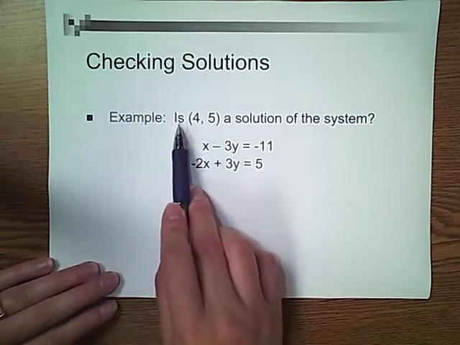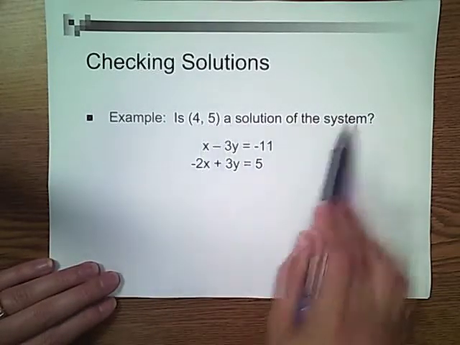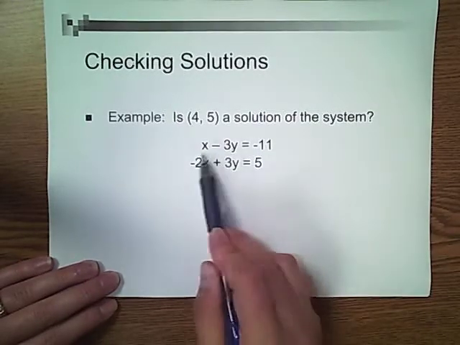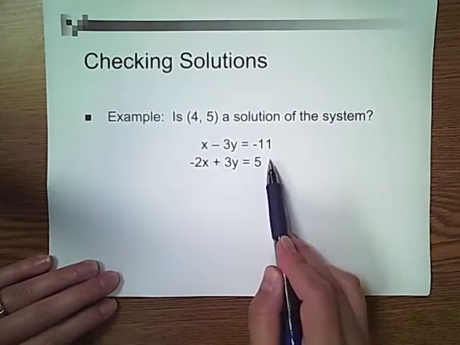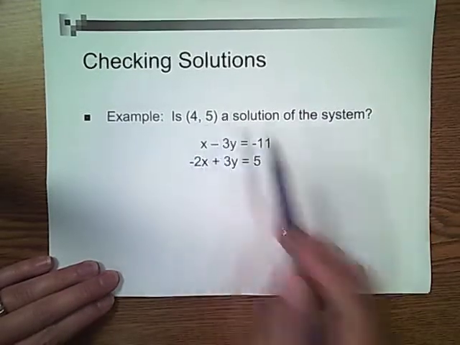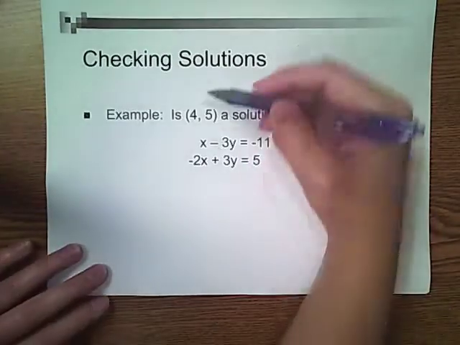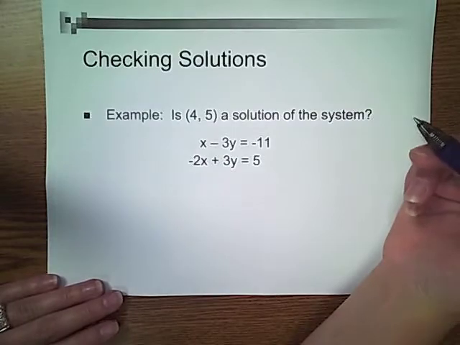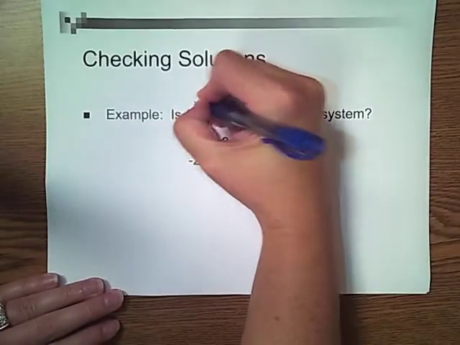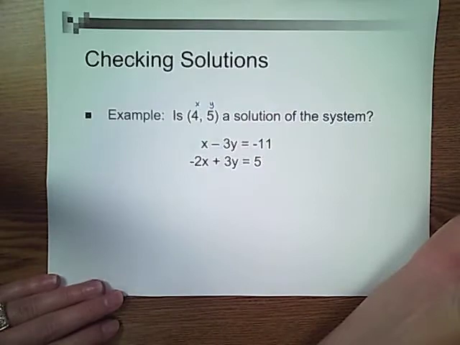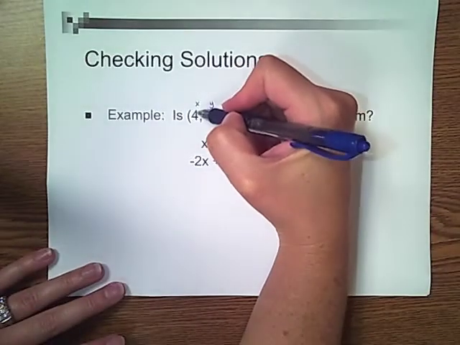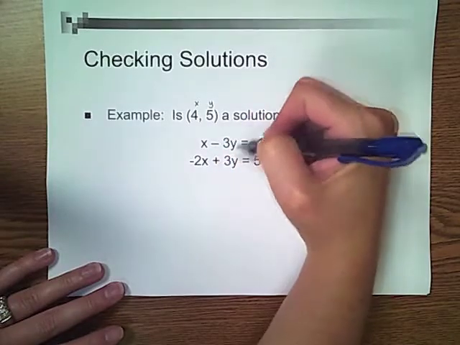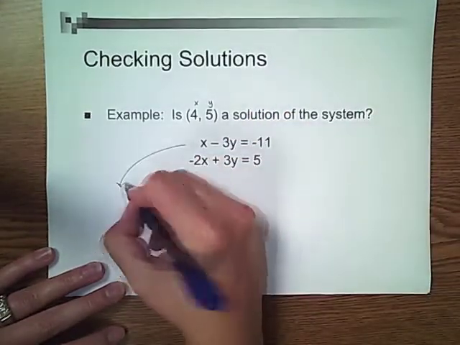Okay, so here we're asking, is (4, 5) a solution of this system of equations? And we see two or more equations with two or more variables. So this is what a system of equations looks like. This is what the solution of a system looks like. And we're just going to check and see, do these two numbers work in both of the equations? So we know ordered pairs always go x and then y. So I'm going to label those x and y. And I'm going to plug in 4 for x in both equations, and I'm going to plug in 5 for y in both equations.